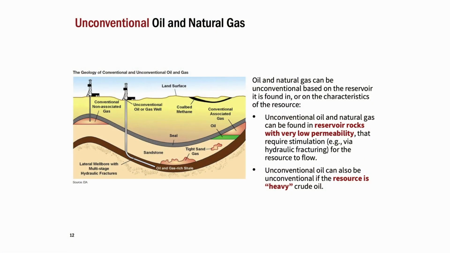So unconventional comes in many different flavors. You see conventionals over on the left. We have a lateral wellbore here with hydraulic fracturing over here for a shale. We have tight sand. When you say tight sand, it means it has porosity, but it has really poor permeability.